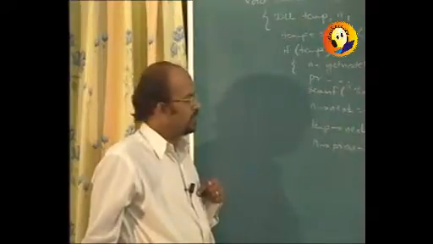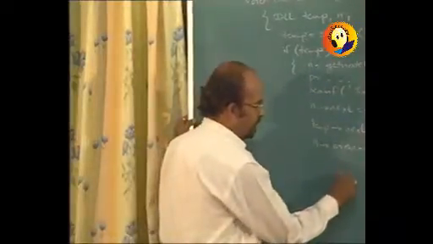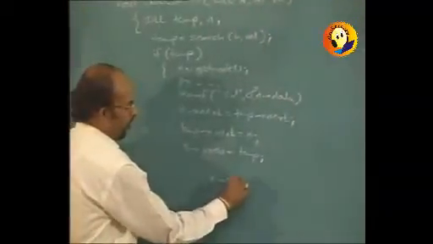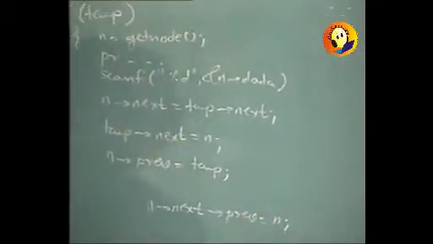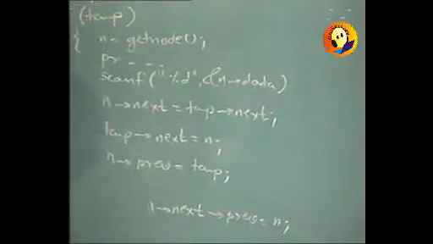And when you try to execute the statement n arrow next arrow previous is equal to n, that is the fourth link, it works provided that n arrow next exists. That means val is not present at the last node. Otherwise it will fail only when you try to attach the node after the last node.